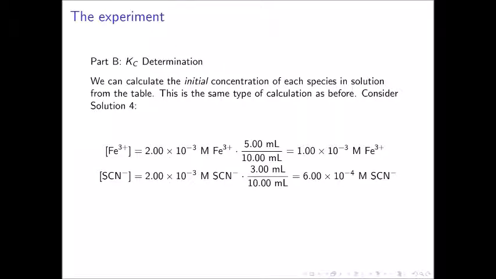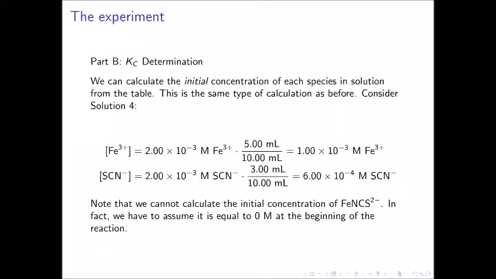Likewise, for the thiocyanate, we begin with the stock solution concentration, 2.00 times 10 to the negative 3 molar. Our dilution factor is 3 milliliters added over the total volume of 10 milliliters. This results in a value of 6.00 times 10 to the negative 4 molar. It's important to remember that we cannot calculate the initial concentration of the complex. In fact, we have to assume that it's equal to 0 at the beginning of the reaction.